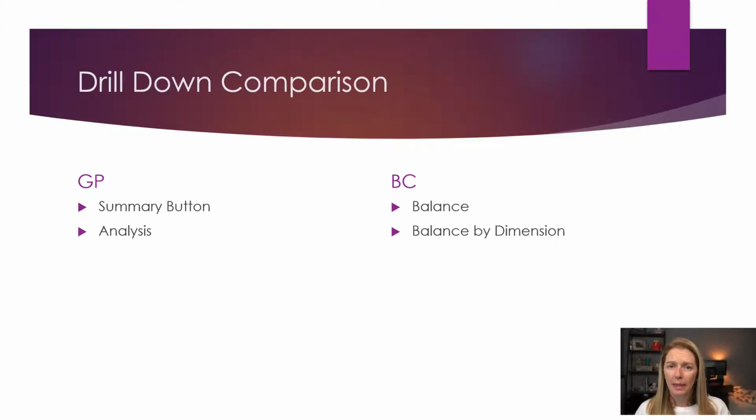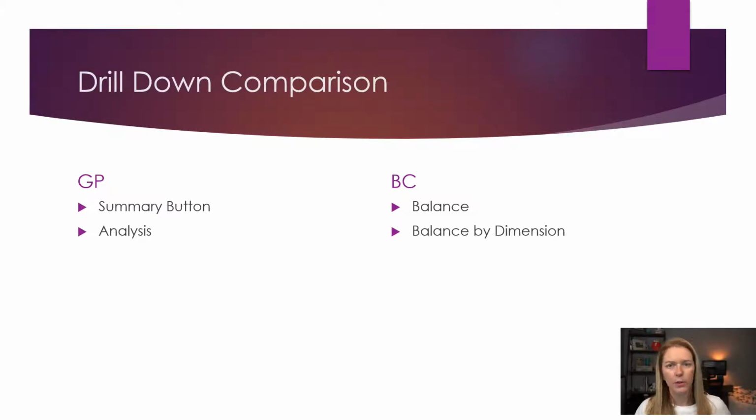So now I do have my drill down comparison. So in GP, if I'm on my account, or my master account card, I will have a summary button. So I can click on the summary button and it will bring up the inquiry. So essentially anything that has gone to that particular account. I believe I also have a history button there. Depending on the version, you'll have a history button. So that history button will also take you to the inquiry history windows.